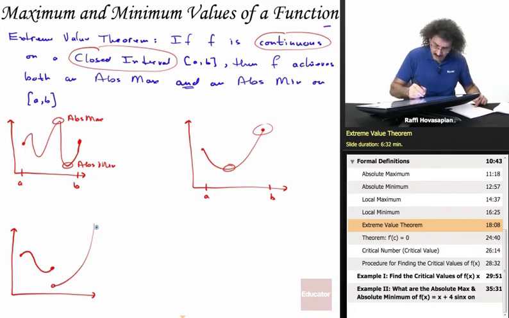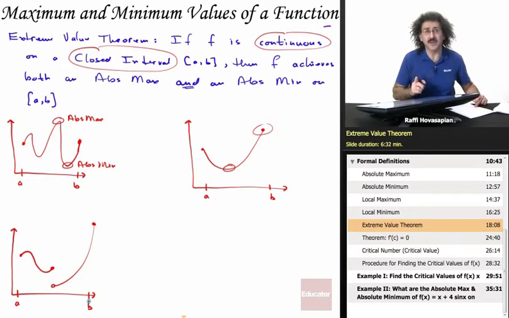And let me draw a little open circle, something like that. Okay, this is A, this is B. This is a closed interval. However, the function is not continuous. Therefore, it does not achieve both an absolute max and an absolute min.